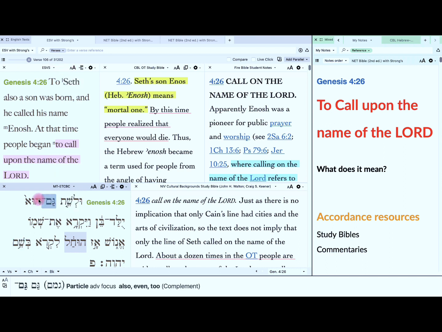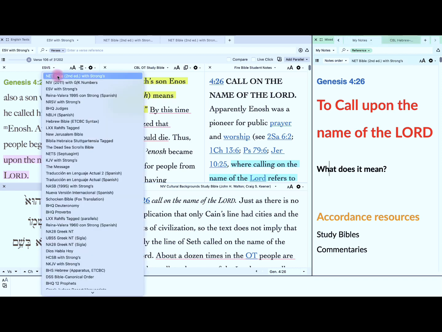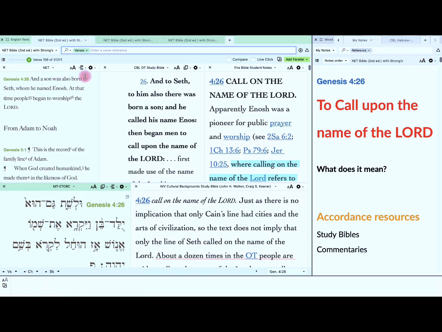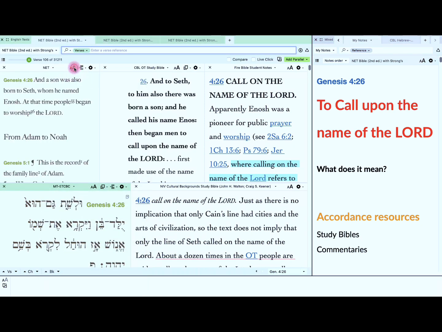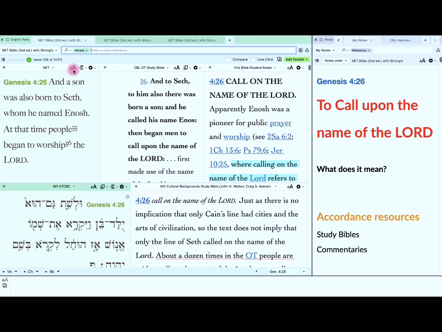Before going to the Hebrew down here, by the way, in Accordance, just as in other software, you can pop up, you can open as many windows as you like. Tabs, I have many tabs opened here and it's pretty nice. But before going to the Hebrew, let me read another English version. I'm going to use the NET Bible. This is the New English Translation, and it says the following.